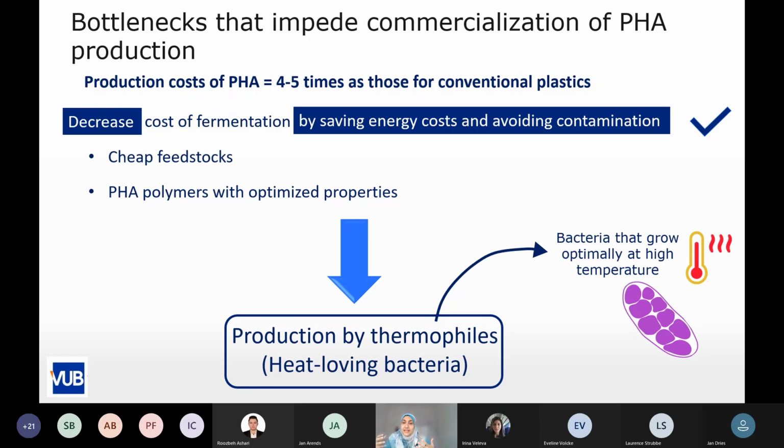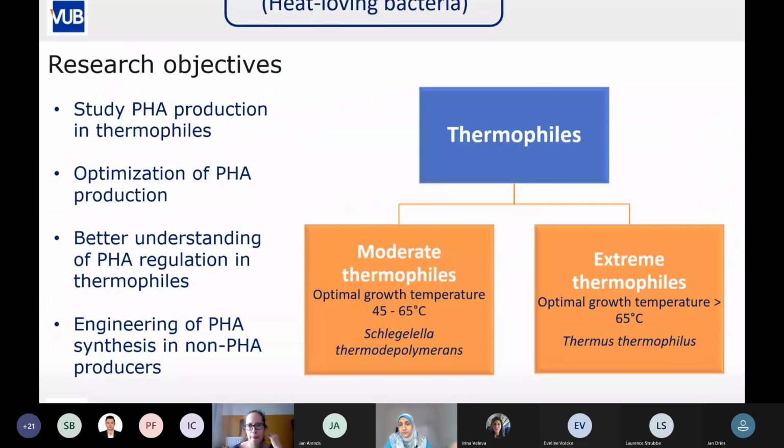But when we use bacteria that optimally grow at high temperatures, we don't need this cooling step, so the cost will be decreased. And also, as there are not a lot of bacteria that can grow at these high temperatures, we don't need the strict sterilization precautions or conditions that we normally use. So this will also decrease the cost. And also, a lot of thermophiles can grow on cheap substrates such as agricultural wastes, and some of them can produce copolymers with better properties.